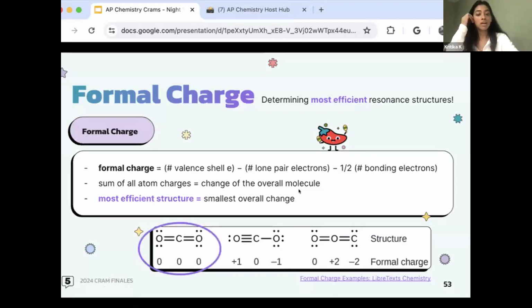We also want to look out for the least number of formal charges, not just when you add them up together, because obviously, when you add +1 and -1 together, you'll get 0. Same thing for these two. We're looking for the least number of formal charges.